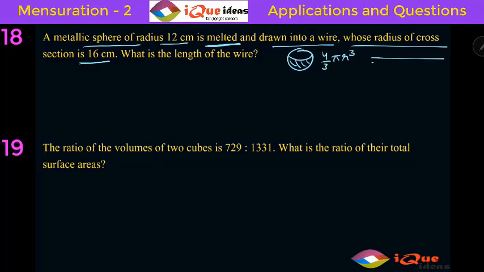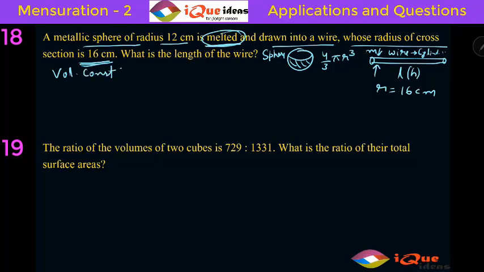And the wire is cylindrical, right? So this was sphere and wire is cylinder. Okay. Suppose the length of the wire is L, that will be taken as height of the cylinder. And the radius of cross section of the wire will be the radius of the cylinder. Now here it says radius of cross section is 16 centimeter. All right. So radius is 16 centimeter. So now we have all the dimensions, and melting means the volume is constant.